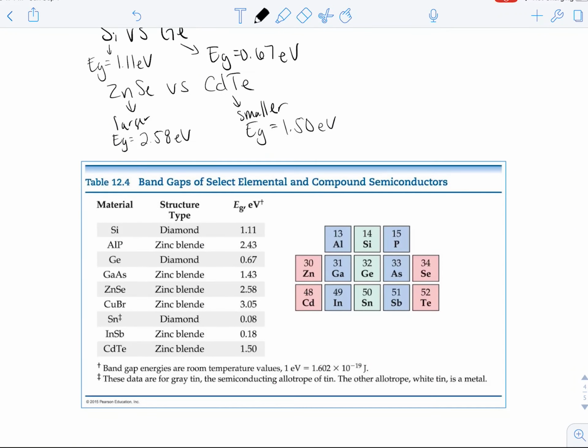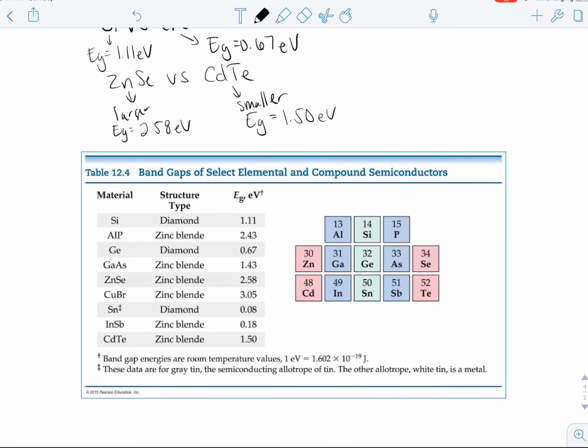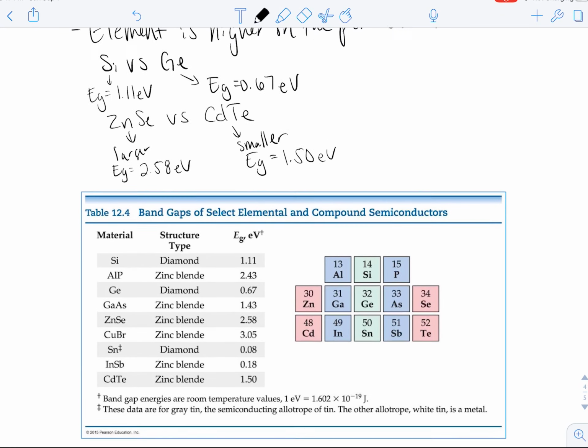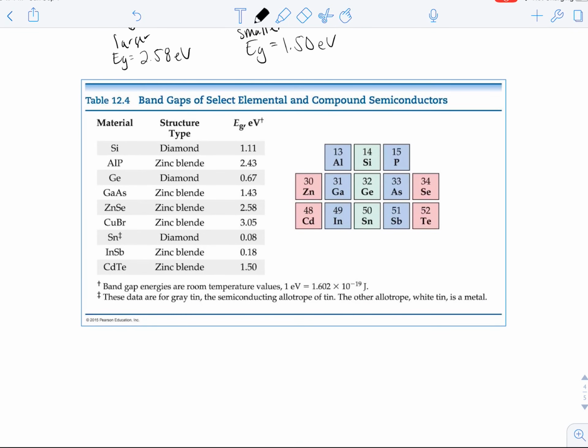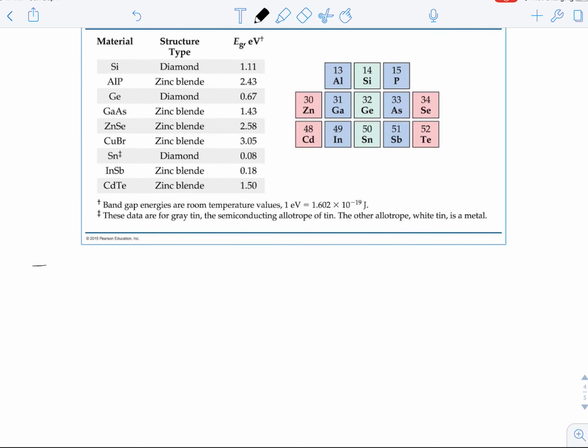Then here's a chart summarizing all of that. Another way that we can affect our band gap is by looking at electronegativity differences. So a greater electronegativity difference, delta EN, results in a greater band gap for binary semiconductors.